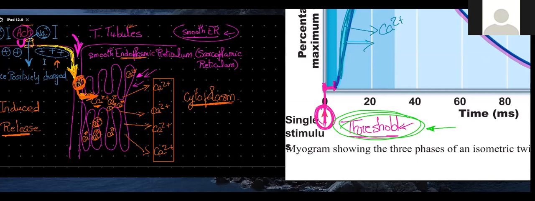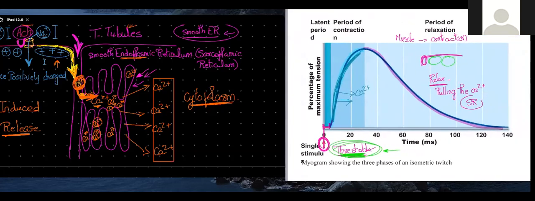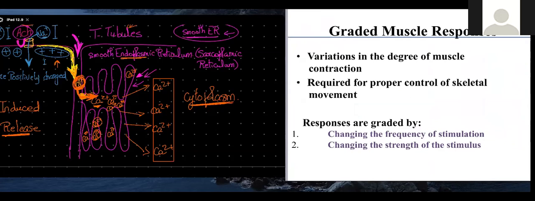What do we call the minimal stimulus on here? Threshold stimulus. All right, so how do I change the grade of the muscle contraction?